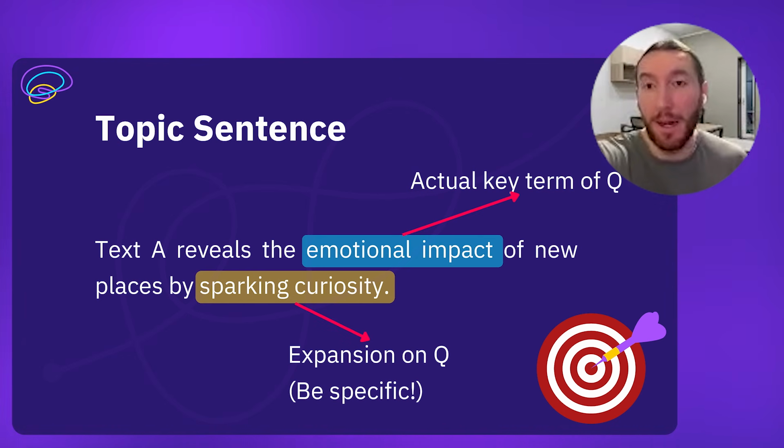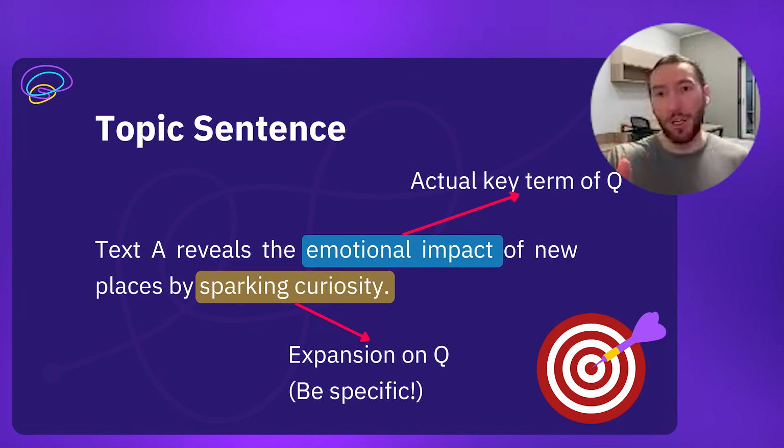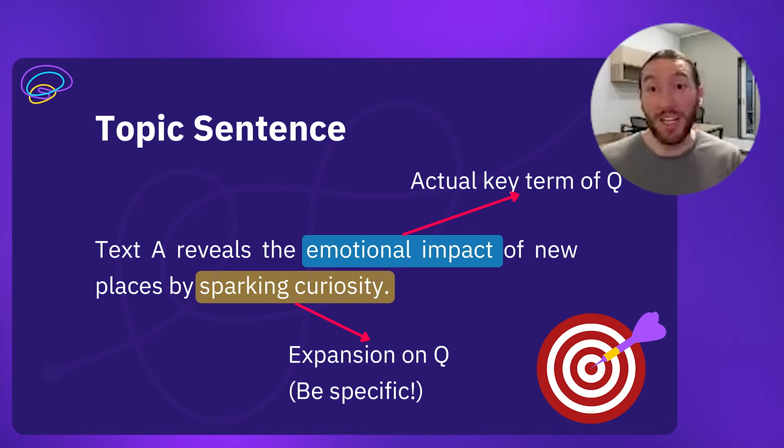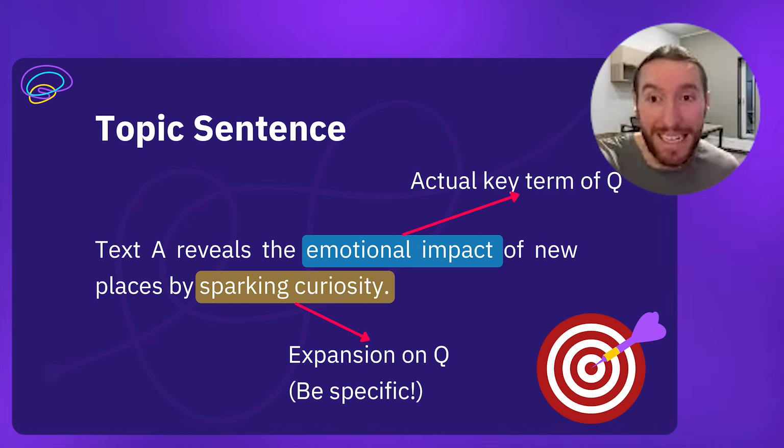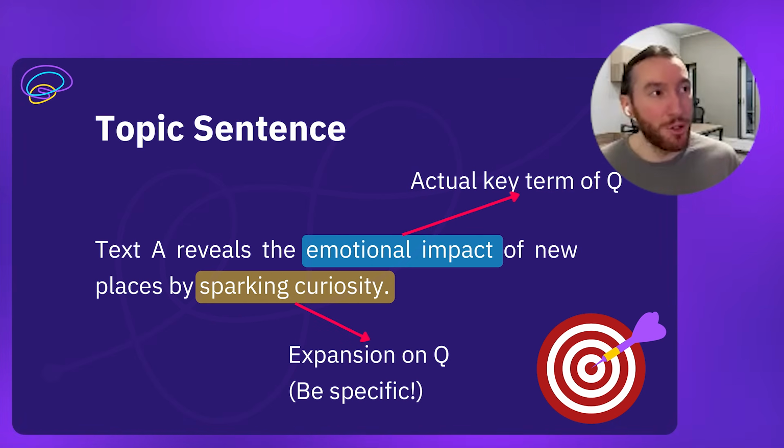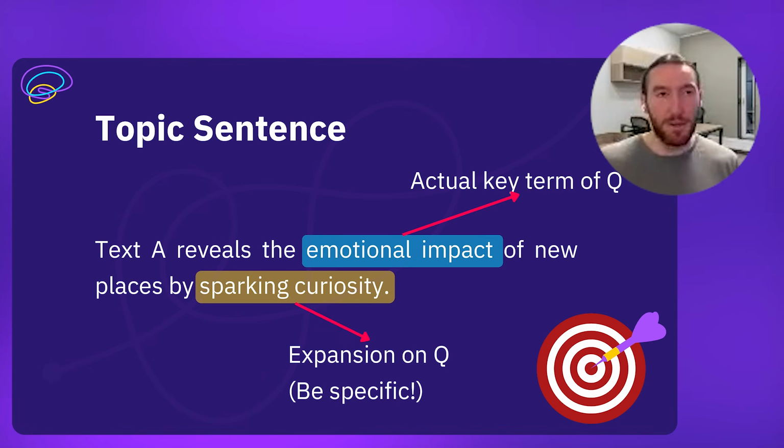which might have human experience in it, but it might say something more specific. Okay, so you don't need to say human experiences unless that is mentioned in the question as a key term. In which case you need to say what the human experience is. Like I said here, what is the emotional impact? Well, it's that you get curiosity when you go to new places. Okay, you've given me something specific there. Practice doing that in your topic sentences.